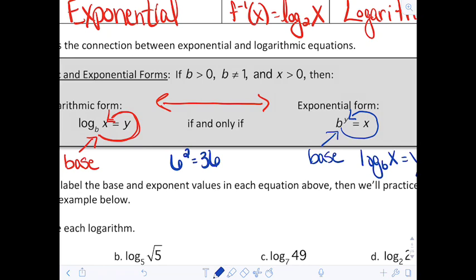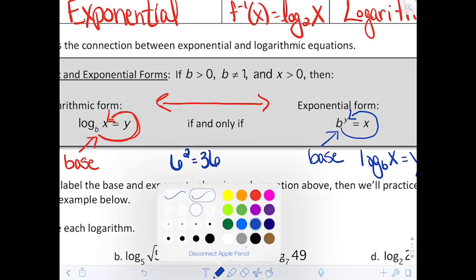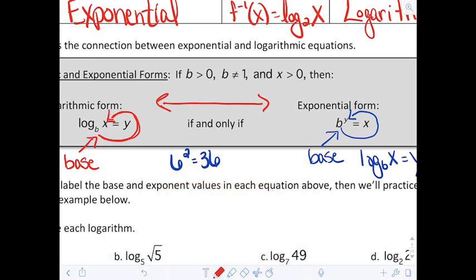We've known that to be true for a long time. So if we were to write that exponential equation as a logarithmic equation, we would start at the base and say log base 6, head toward the equal sign, of 36 equals 2. So as a logarithmic function, it is log base 6 of 36 equals 2.